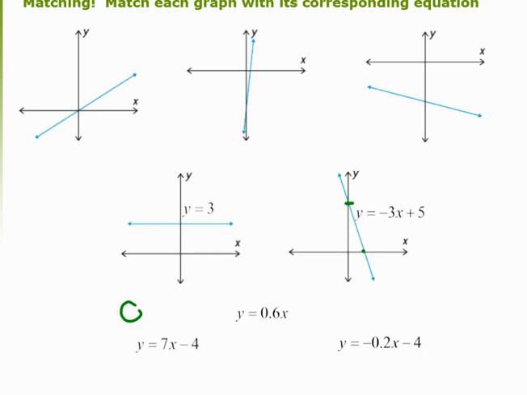Now look at this one. They each have slopes. So maybe take the one with no y-intercept. This one has no y-intercept, so we know that it must go through 0. And there's only one other one that's going through 0 right here. So we bring that up.